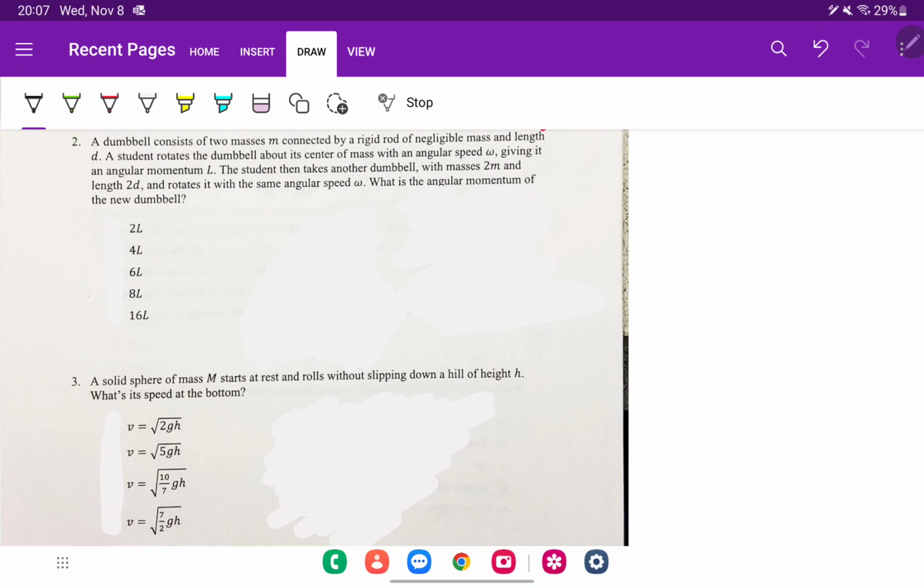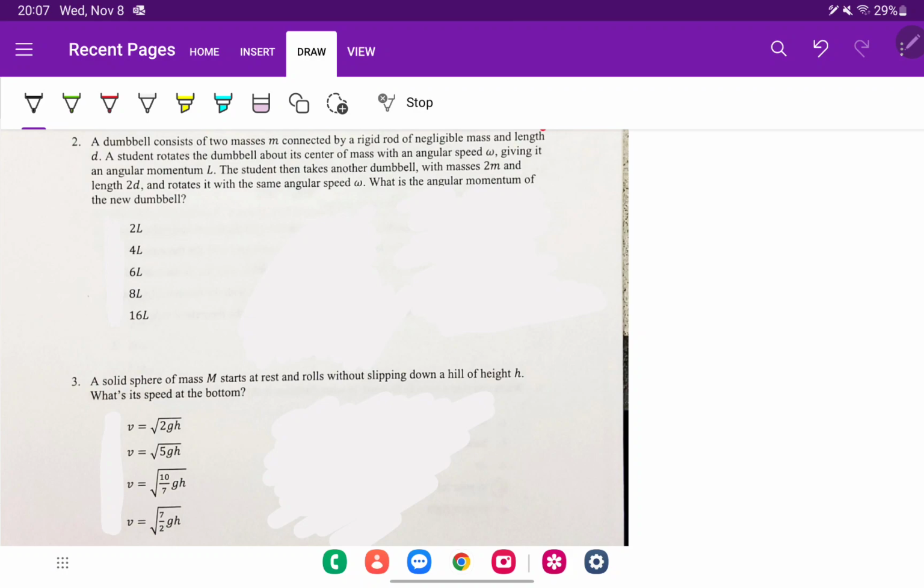A dumbbell consists of two masses M connected by a rigid rod of negligible mass and length d. A student rotates the dumbbell around its center of mass with an angular speed omega, giving it an angular momentum L. The student then takes another dumbbell with masses 2m and length 2d and rotates it with the same angular speed omega. What is the angular momentum of the new dumbbell?